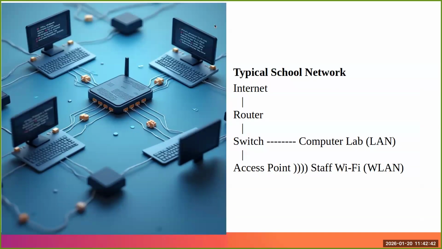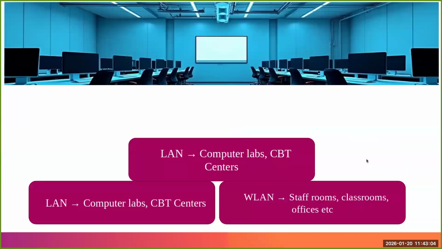So now our typical structure will look like this. A typical structure: you have our internet, we have our router, we have our switch, which a computer lab can be connected to, and we have access points that are also connected. This is the combination that we have in all our school system. Then in our LAN, we have computer labs and CBT centers; in our WLAN, staff room, classroom, offices. So we have this combination available in all our schools.